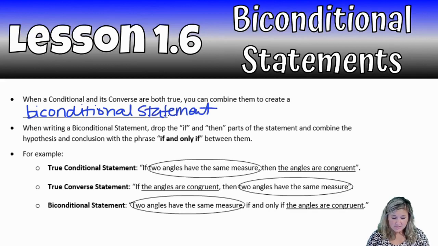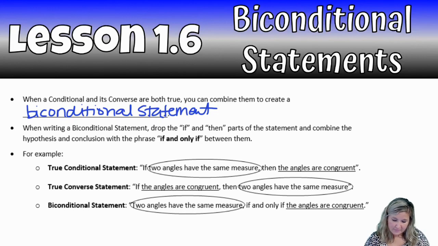When writing a biconditional statement, drop the if and the then parts of the statement to combine the hypothesis and the conclusion with the phrase if and only if between them. So here's our true conditional statement: if two angles have the same measure, then the angles are congruent. But then the converse is: if the angles are congruent, then two angles have the same measure. And so to make this a biconditional statement, I'm going to say two angles have the same measure if and only if the angles are congruent.